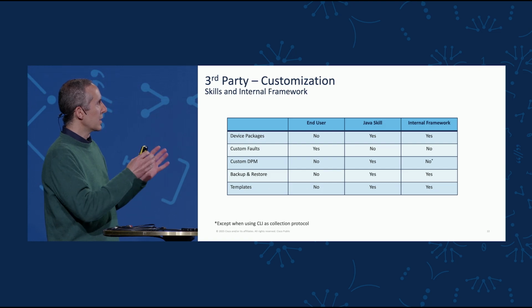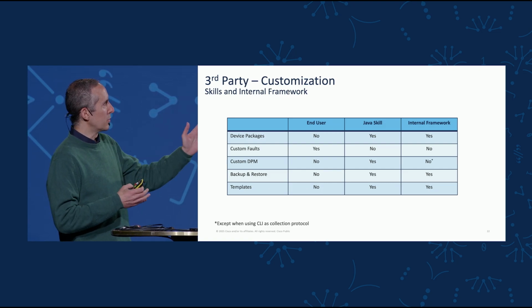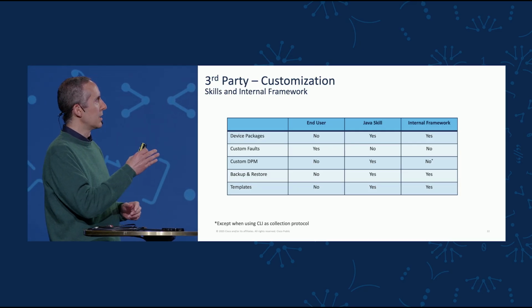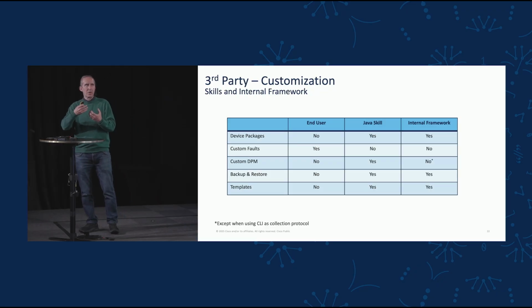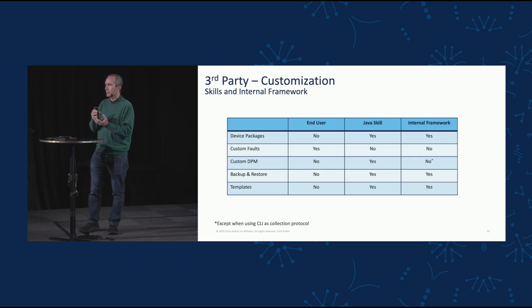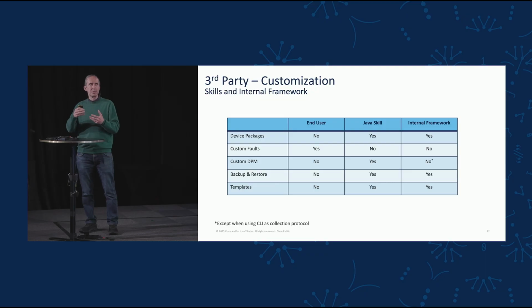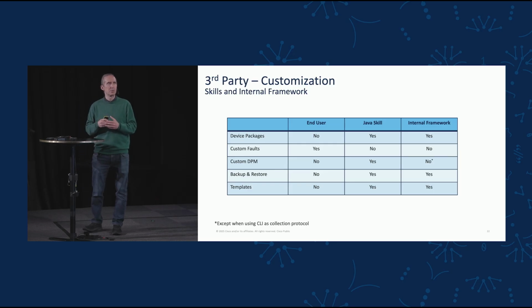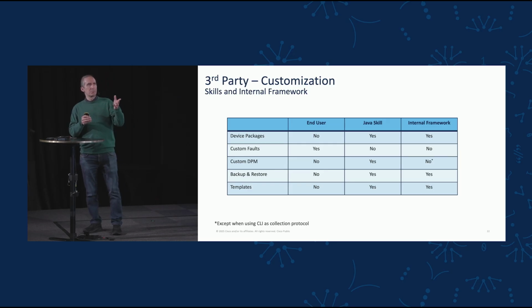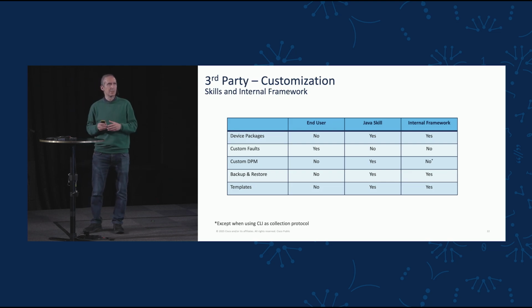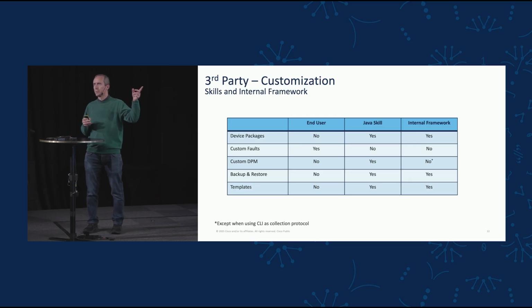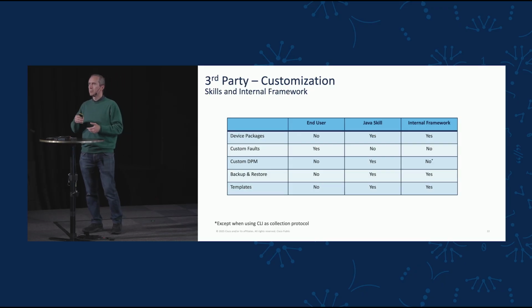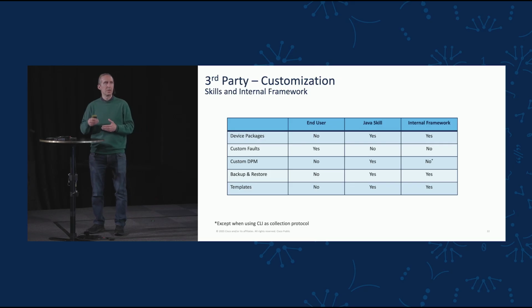This table summarizes it. If we start from the right column, you can see that many of these customization options rely on some internal frameworks. That means the framework needed to customize or develop some of these device packages and others is at the moment internal within Cisco, and only Cisco BU or Cisco CX can implement those customizations. It also requires some Java skills, but that's not a problem for partners or customers. So at the moment, only the custom faults and syslog messages can be customized by the end users or customers. The rest require help from CX.